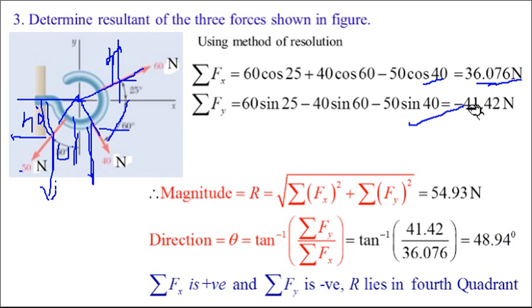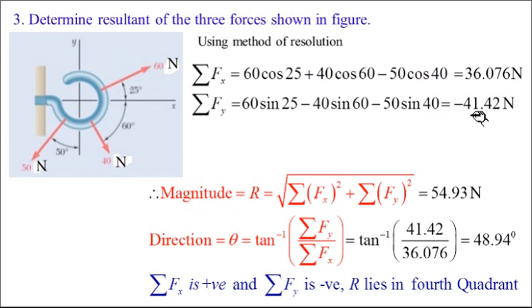By adding this, we will get the value of summation of Fx, summation of Fy. Okay, and then find out the magnitude of resultant R, under root of Fx square plus Fy square. We will get the resultant magnitude 54.93, and similarly find out the direction of this resultant: tan theta equal to Fy upon Fx. So here ignore the negative sign, you just take numerical values, 41.42 by 36.076. By solving it, we will get this angle theta, and see the sign convention of this force.